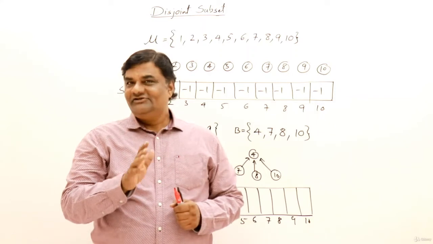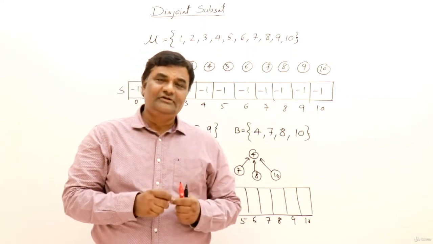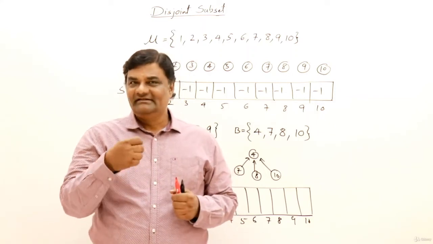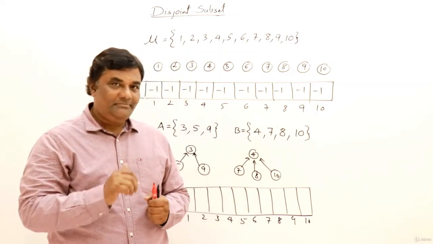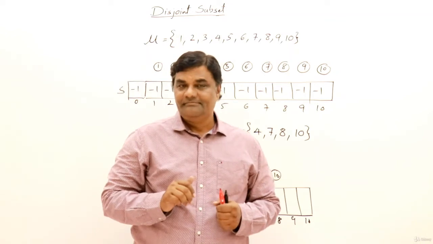The topic is disjoint subsets. This is useful for detecting cycles in the graph. So this is useful in Kruskal's algorithm. That is the reason I am covering the topic before Kruskal's algorithm.